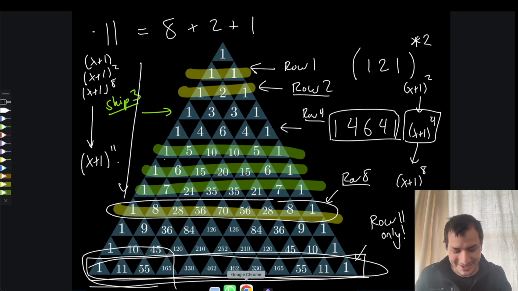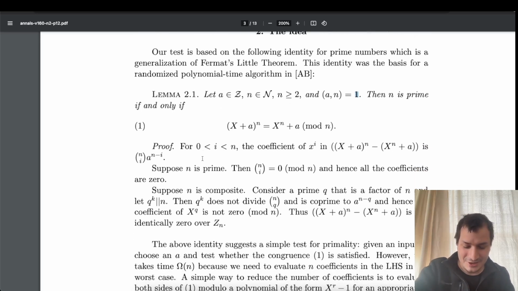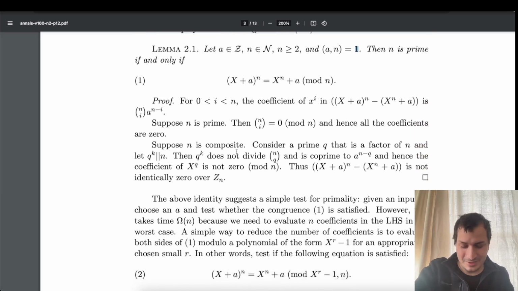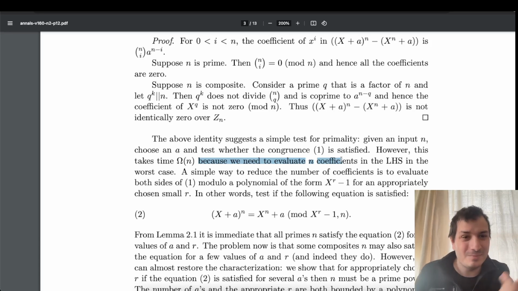So I could have skipped all this by just reading the paper. They say, after they have the proof of this result, just like we did, the above identity suggests a simple test for primality: given an input n, test whether it's satisfied. That's what we were doing. However, this takes, they use a big gamma, that means order n time, because we need to evaluate n coefficients in the left-hand side. So you always need to keep track of n coefficients. So I got away with square root of n, still just as bad.